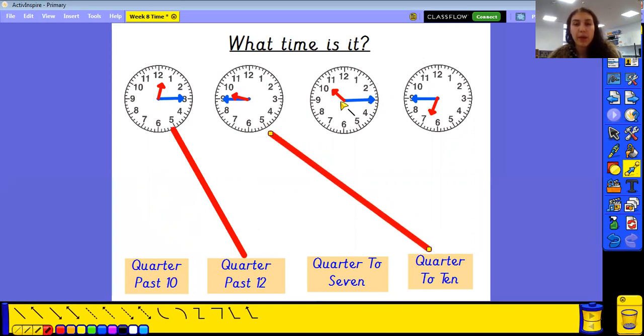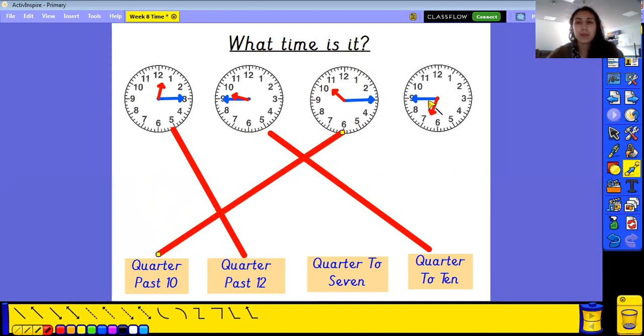Now this big blue hand is pointing to the 3. It is a 1/4 past. It's on that minutes past side. So 1/4 past. Where has it gone past? It has gone past the 10. So 1/4 past 10. And then this one, the blue hand is pointing to the minutes to side. So we say it's 1/4 to. And where is it going to? Our hour hand is going to 7. So 1/4 to 7. Well done if you got that right.